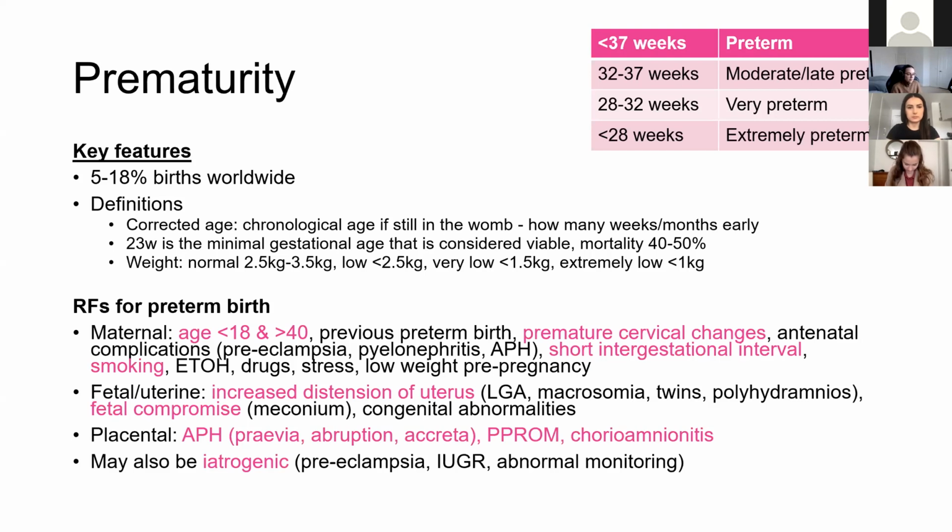For the baby, like fetal factors, anything that causes increased distension of the uterus. So if the baby's big, if there's polyhydramnios, or if there's twins, then that's a risk factor. Fetal compromise, or things that have caused the baby to be stressed, and a sign of that would be meconium, is also a risk factor for prematurity. And then placental issues as well. And sometimes it's just iatrogenic. We know that there's issues with mum or issues with baby, and so we go in early and we decide to deliver the baby premature because we believe that that is safer than going longer with the pregnancy.